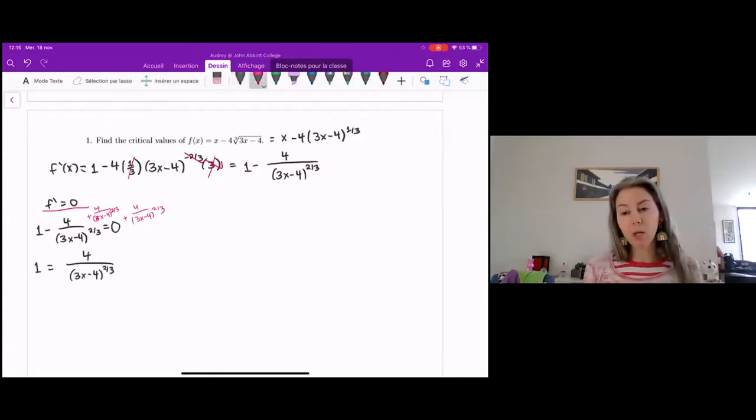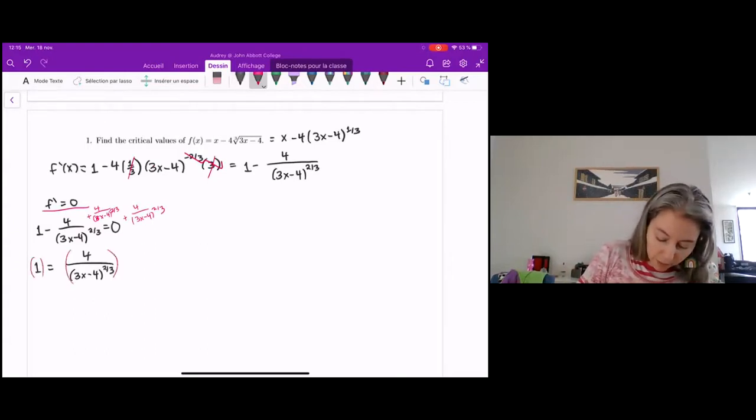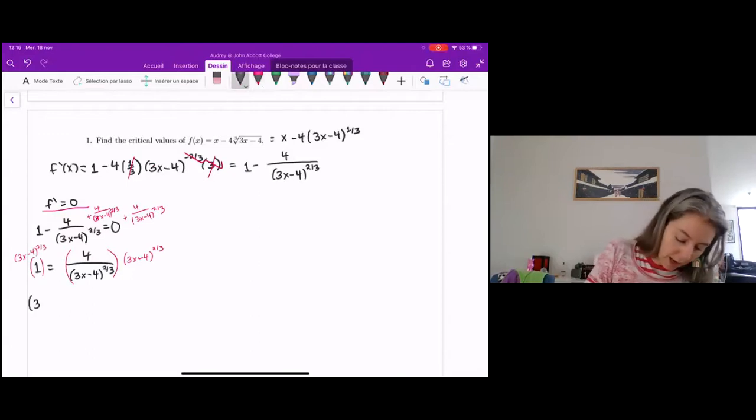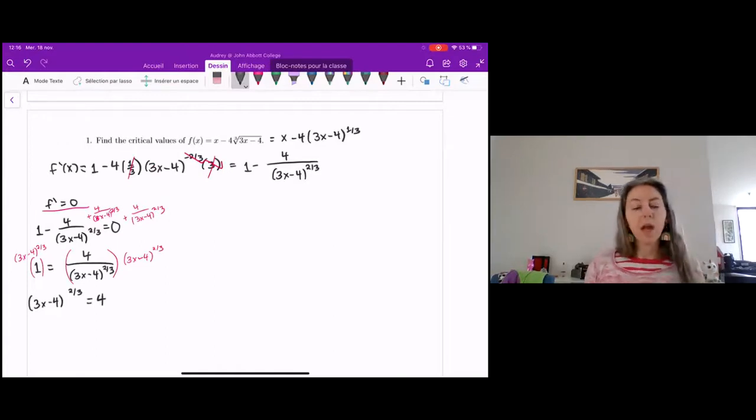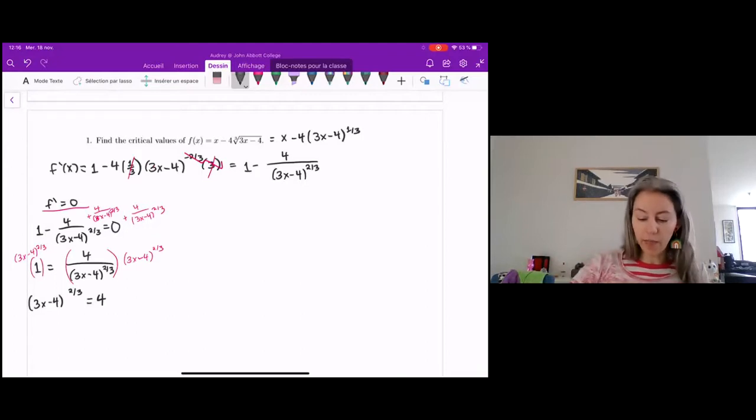Now having x in my denominator, also not a great plan. So I'm going to multiply that (3x minus 4) to the 2/3 over. So I get (3x minus 4) to the 2/3 is equal to 4. Now this might be a little bit of a confusing place for you. How do you get rid of that exponent?